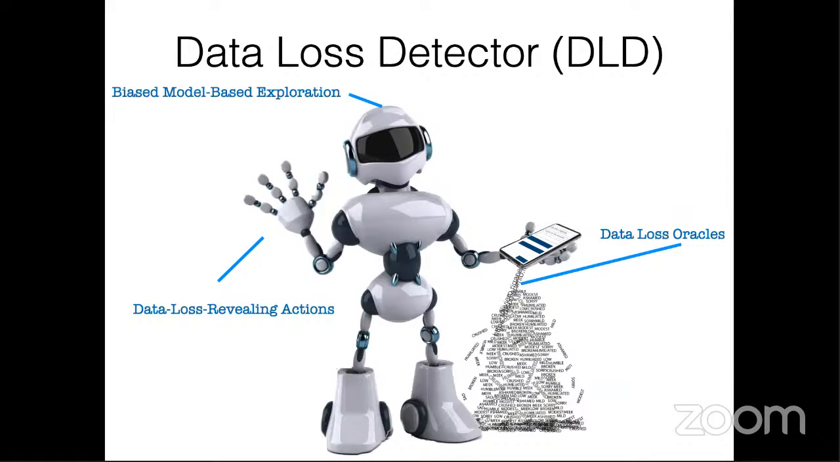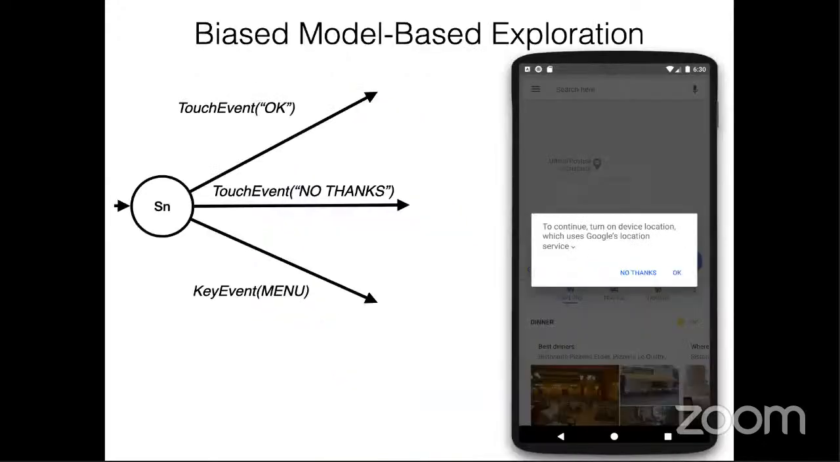The three main features used by DLD to effectively detect data loss are a bias model-based exploration, two data loss revealing actions, and two specific oracles to detect data loss. The bias model-based exploration of the GUI aims to increase the probability of exploring states that may expose data loss.